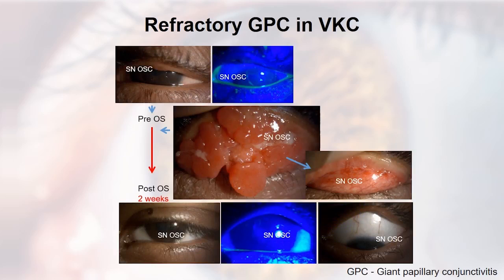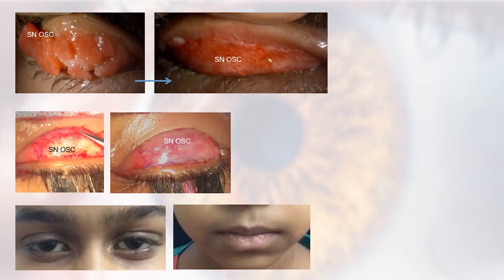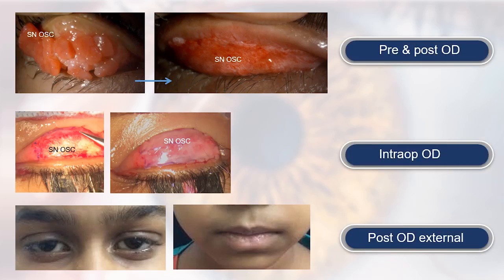There are certain instances in patients with VKC who have very large, exuberant papillae, what we refer to as refractory GPC in VKC. This was one such child who did not respond to any of the routine management modalities for VKC that I just highlighted in the previous slide, so we went ahead and excised the lesions and replaced them with mucous membrane grafting. And this is the same eye following the procedure. So this is the child that had the mucous membrane grafting, and this is the post-op appearance.